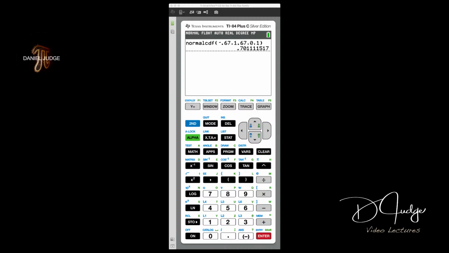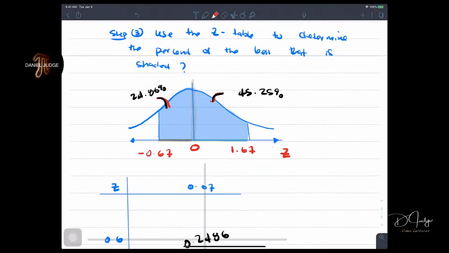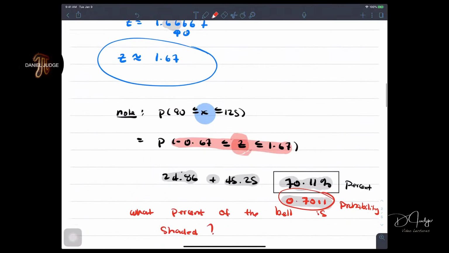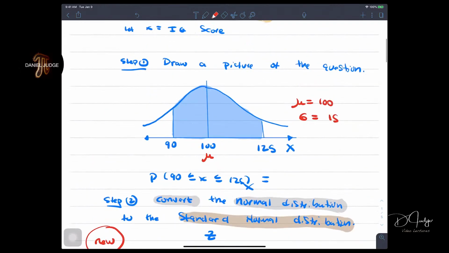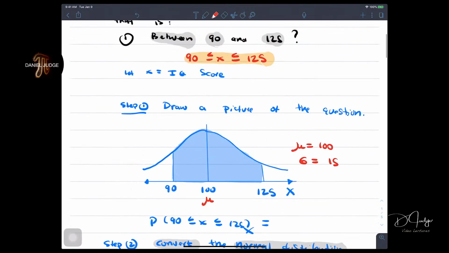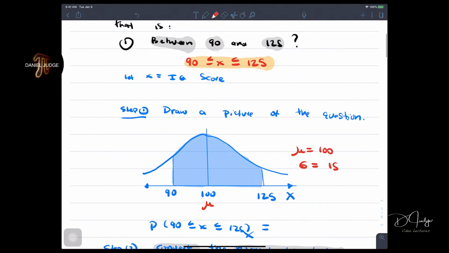All right, and then it gets even better. You say, what do you mean? How could it get better than this? Go back. The iPad. Remember, originally, it gets so good. Remember, this is the original question. This is new. Look at the original question. And this is an X distribution, ladies and gentlemen. This is a normal distribution. This is X, and it's between 90 and 125, where the mean is 100 and standard deviation is 15.